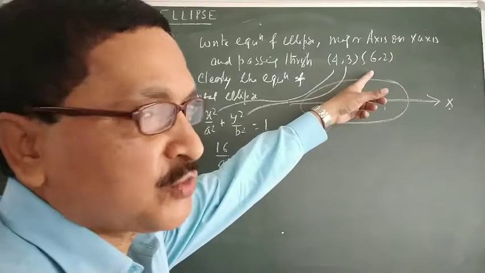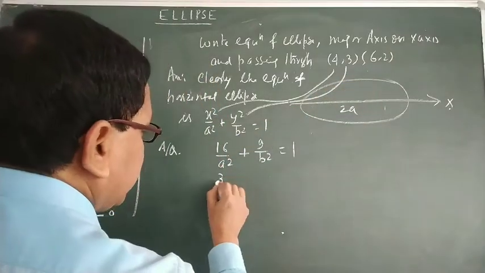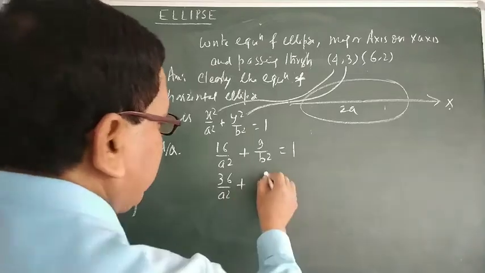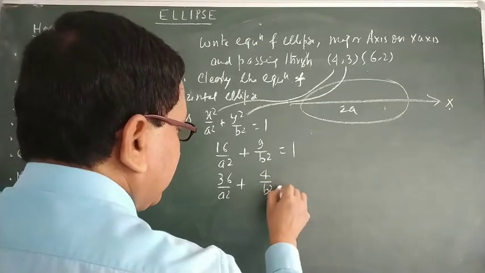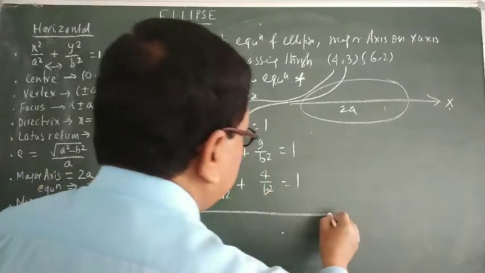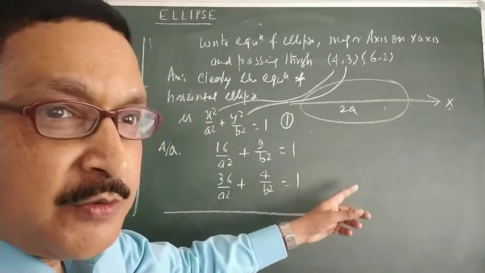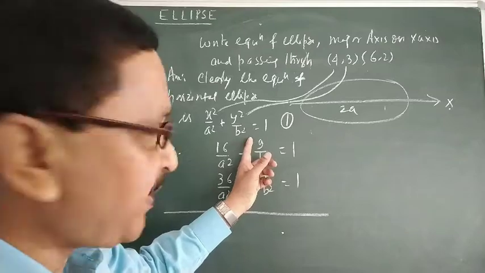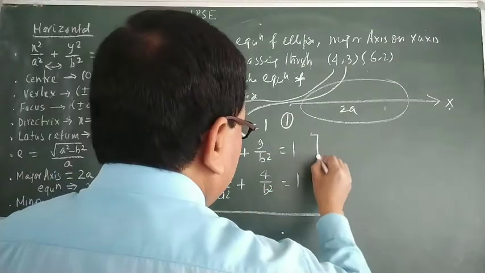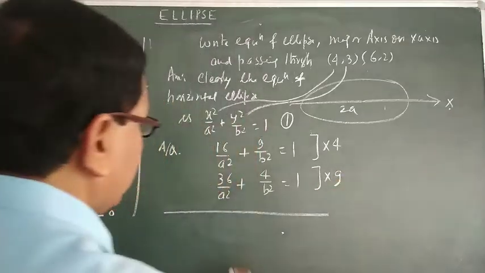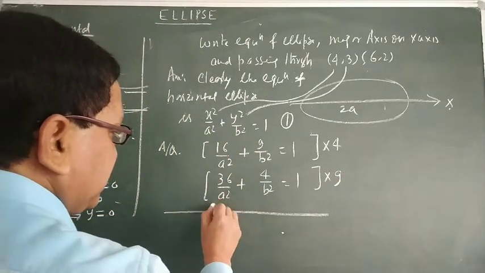Also it passes through 6, 2. So 36 by a square plus 4 by b square is equal to 1. Now you have to solve this to get the value of a square and b square, which will be substituted to get the final answer. So better to multiply this by 4 and this by 9, and after that solve this.